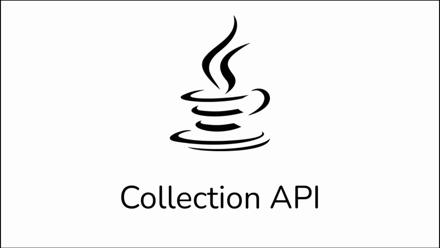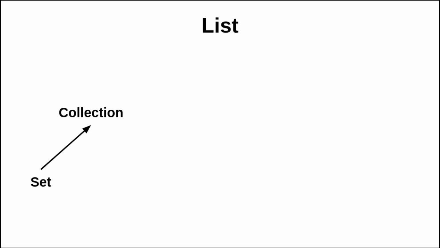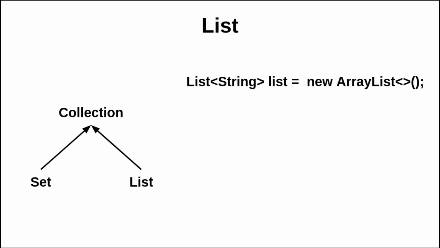Now let's talk about the list interface. The second collection extension is the list interface, and the implementation for list we already know is ArrayList. We notice that for collection and list we use the ArrayList implementation, and for set we use the HashSet implementation. So what is a list compared to a collection?